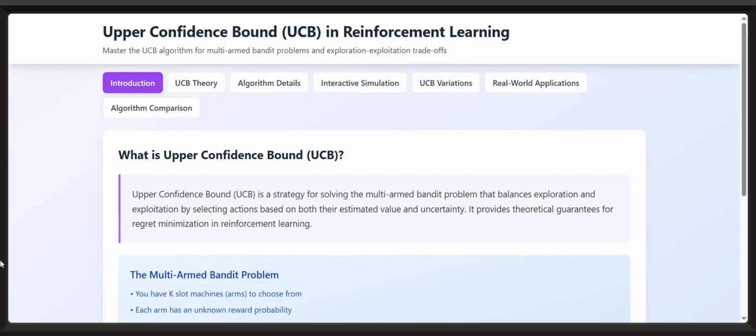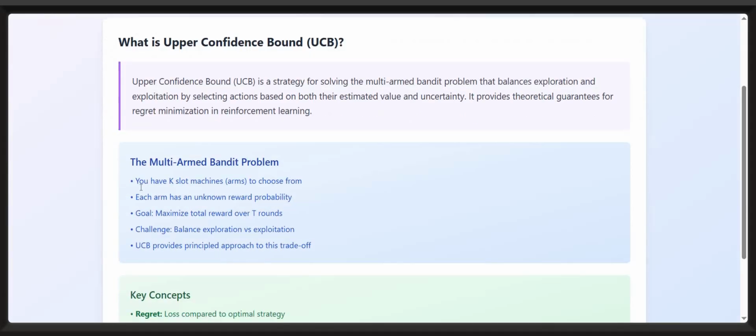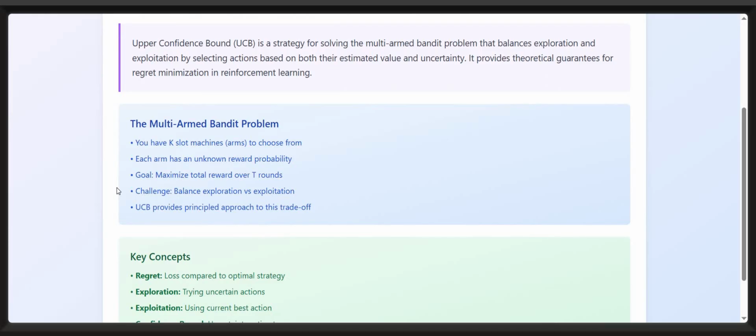So let's say you have k different arms, and that's just the number of choices you are working with, and over T rounds your job is to collect as much reward as you can. But here's the tricky part: if you always go with the one that seems good early on, you might miss out on a better option that just didn't get lucky at the start. On the other hand, if you keep exploring forever, you might waste time pulling arms that are actually worse. So we need a balance.